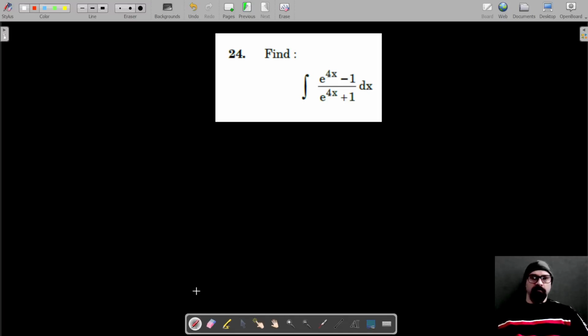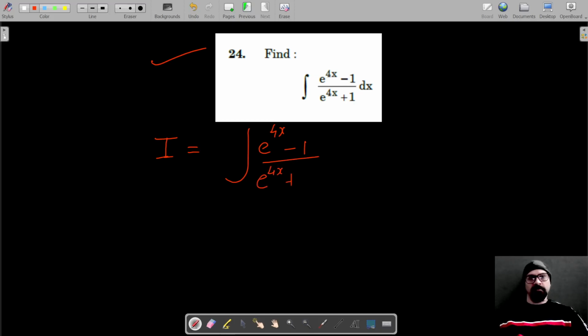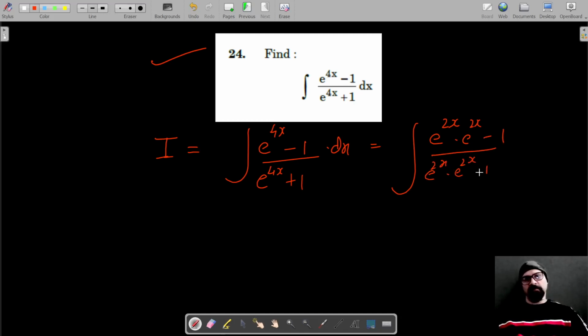Number 24, we have to find the integral of e raised to the power 4x minus 1 upon e raised to the power 4x plus 1. So let's consider this as integral I. So I is equal to the integration of e raised to the power 4x minus 1 upon e raised to the power 4x plus 1 into dx. Now I can write e raised to the power 4x as e raised to the power 2x into e raised to the power 2x.